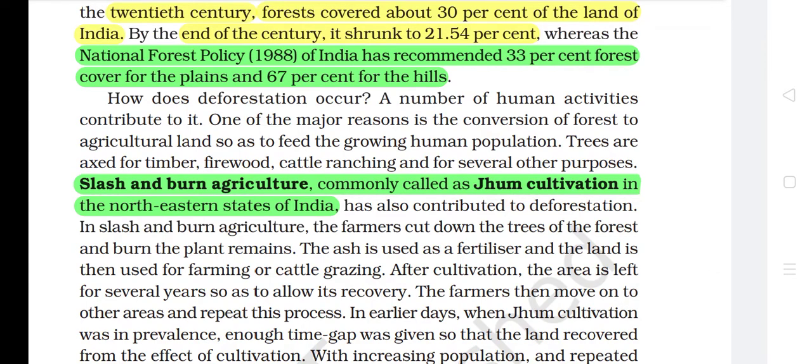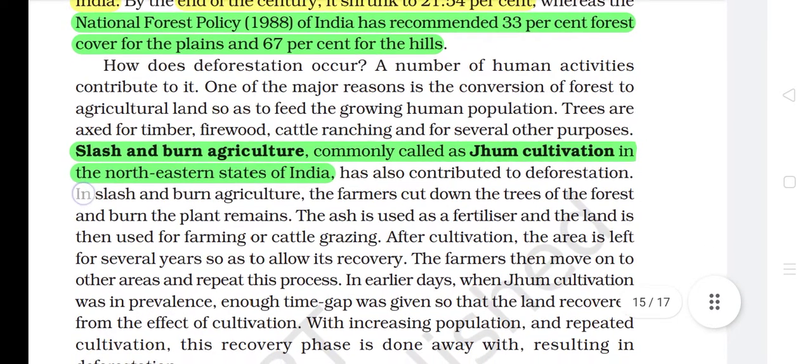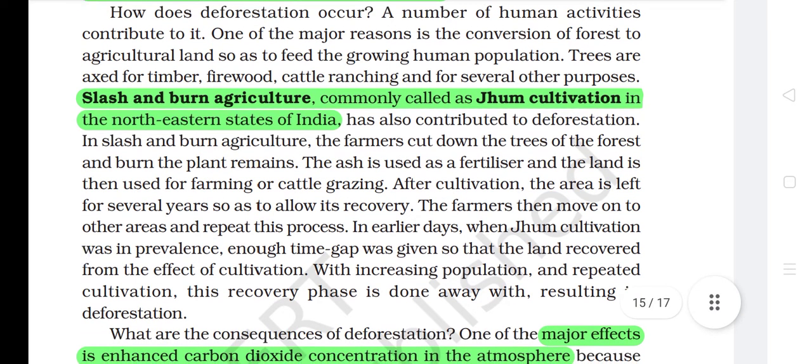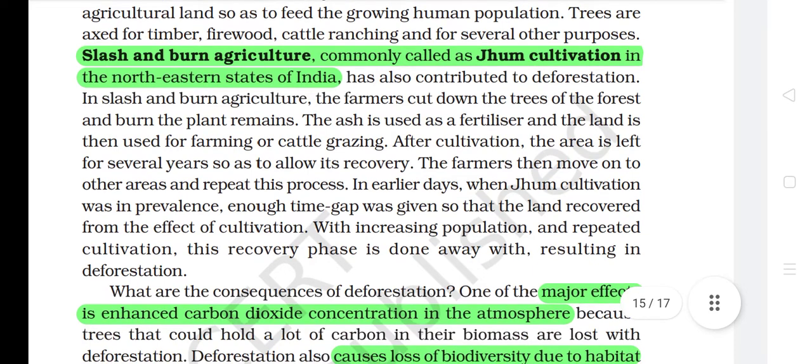A number of human activities contribute to it. One of the major reasons is the conversion of forests to agricultural land so as to feed the growing human population. Trees are axed for timber, firewood, cattle ranching, and for several other purposes. Slash and burn agriculture, commonly called Jhum cultivation in the northeastern states of India, has also contributed to deforestation.